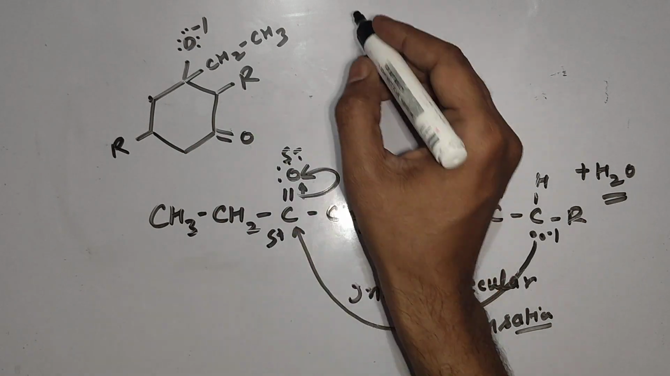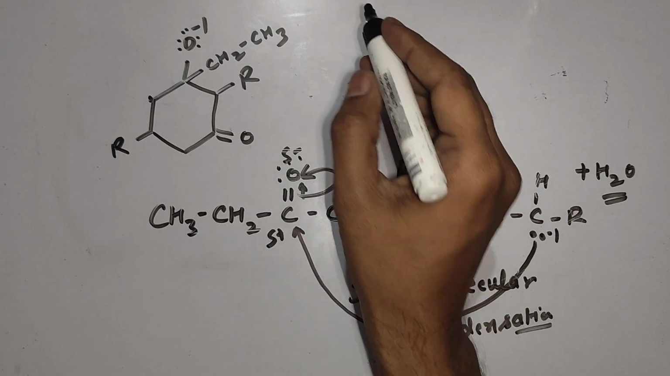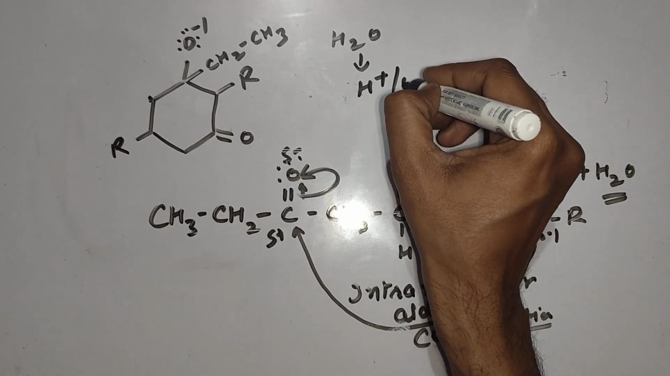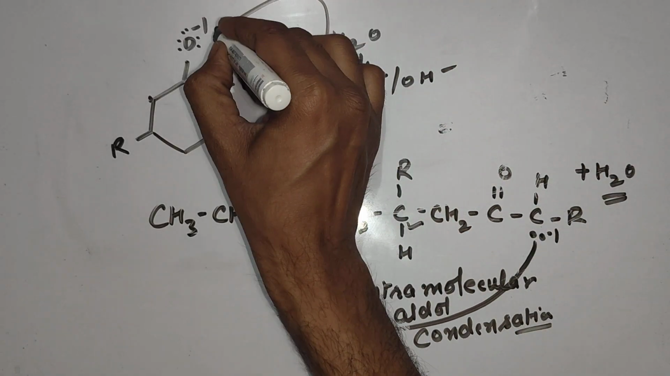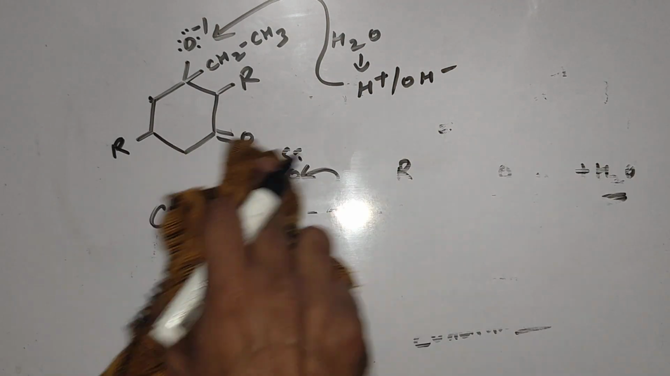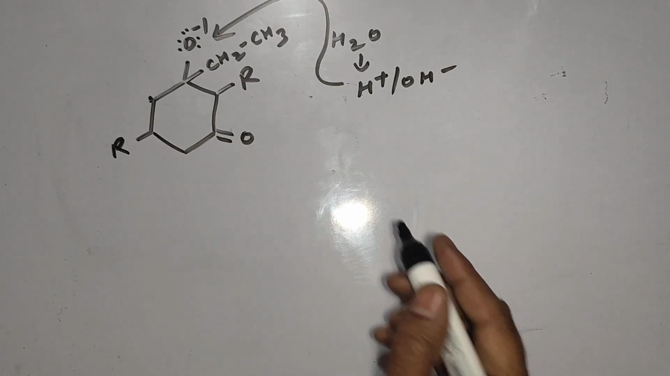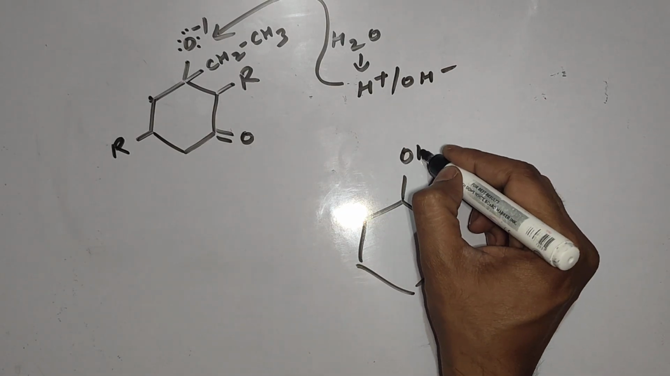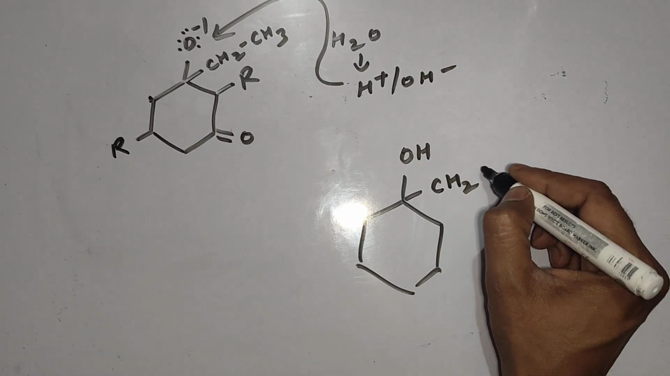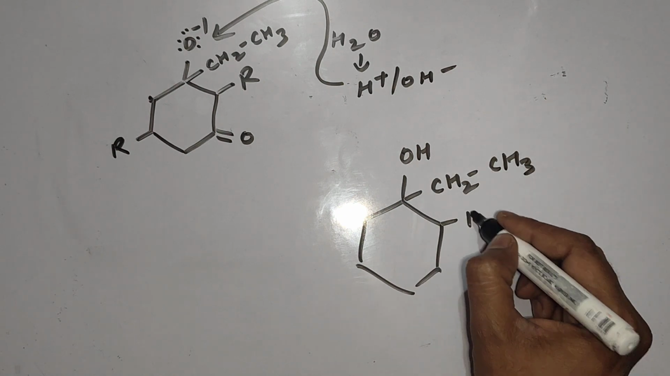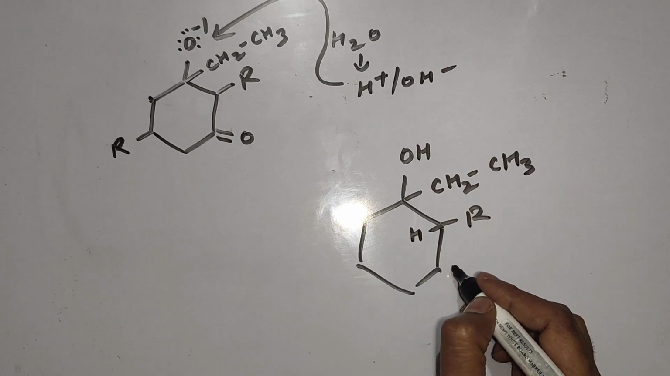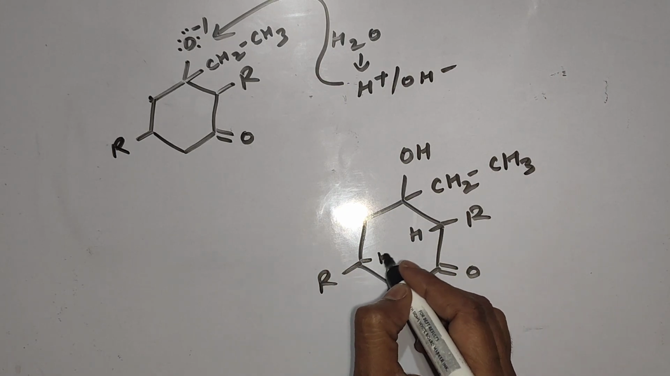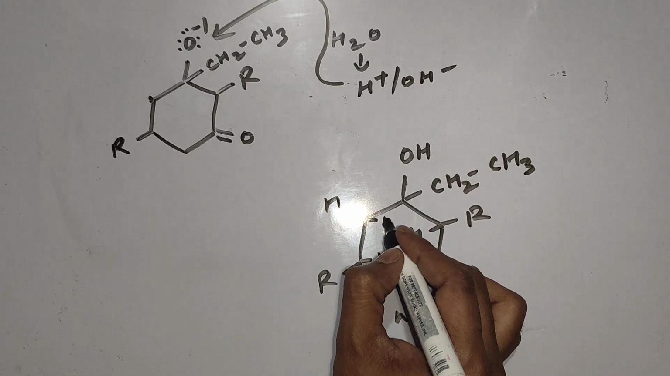O negative, again the same. O negative, H2O was released, it will give H positive, OH negative. So this H positive is going to combine on it. OH, CH2, CH3, R is there, H is there, O, H are there, R is there, H is there, H is there.